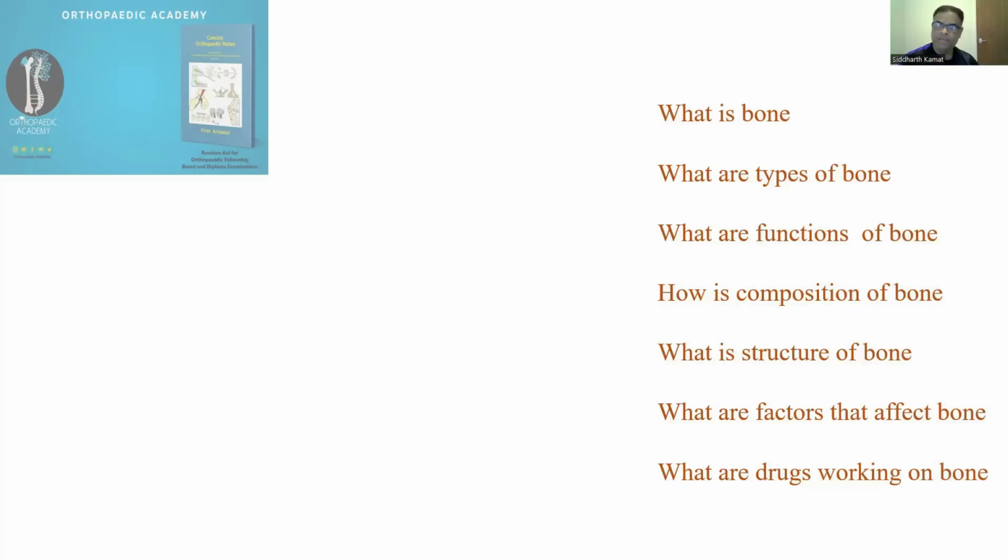Whereas inorganic component, which is 60% of dry weight, is made up of hydroxyapatite or tricalcium phosphate, which is called brushite. The organic component, mainly proteins and collagen, gives tensile strength to the bone, whereas inorganic component gives compression strength to the bone.